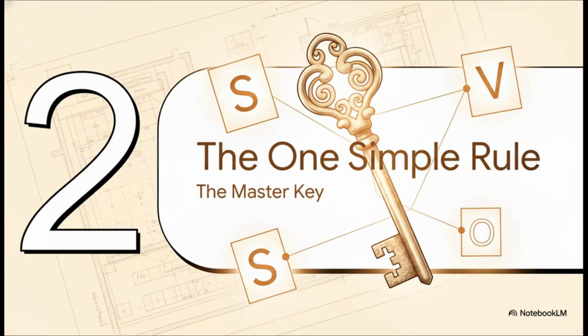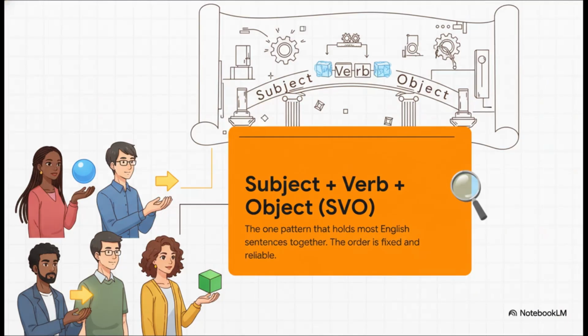So if word order is the big problem, what's the solution? Well, thankfully, it's not some giant complicated grammar book. It's one simple, really powerful rule. Let's call it the master key to English sentences. And here it is, the big secret. Subject, verb, object. SVO. This little pattern is the foundation for almost every sentence in English. And you know the best part? Unlike in a lot of other languages, this order is incredibly fixed. It's reliable. Once you get this down, you can stop guessing and start building your sentences with real confidence.